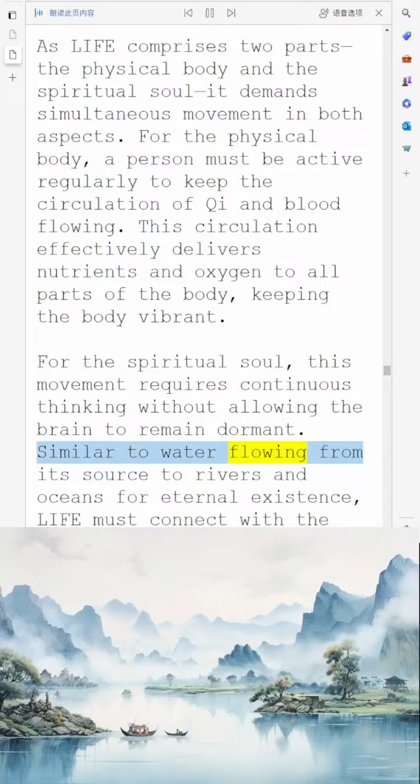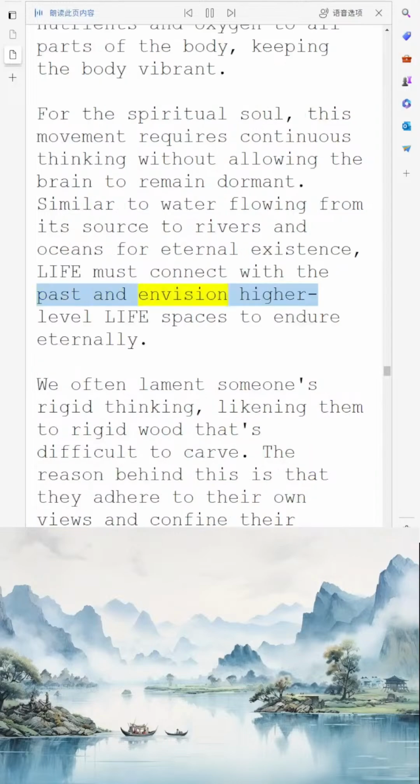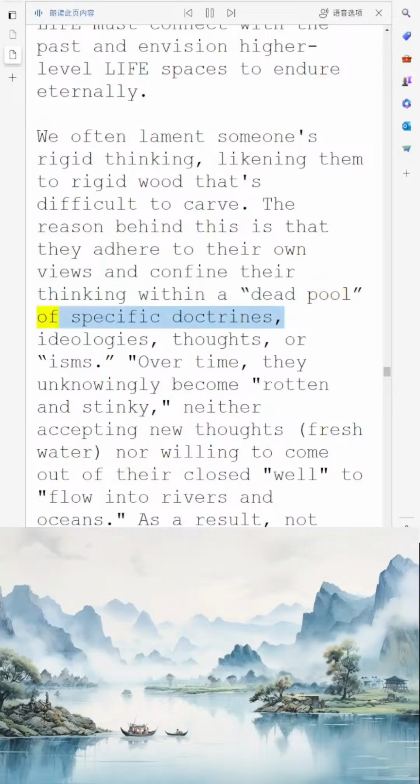Similar to water flowing from its source to rivers and oceans for eternal existence, life must connect with the past and envision higher-level life spaces to endure eternally. We often lament someone's rigid thinking, likening them to rigid wood that's difficult to carve. The reason behind this is that they adhere to their own views and confine their thinking within a dead pool of specific doctrines, ideologies, thoughts, or isms.